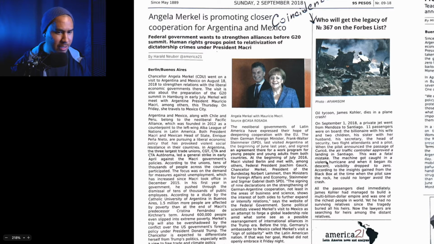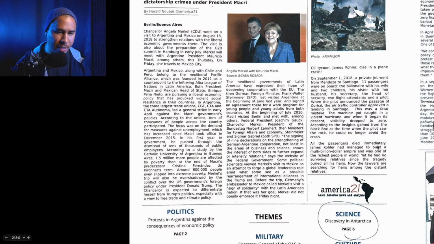This was a fatal mistake. The machine got caught in a violent hurricane, and when it began its descent, visibly dropped to 0. According to the insights gained from the black box at the time when the pilot saw the rock, he could no longer avoid the crash. All the passengers died immediately.